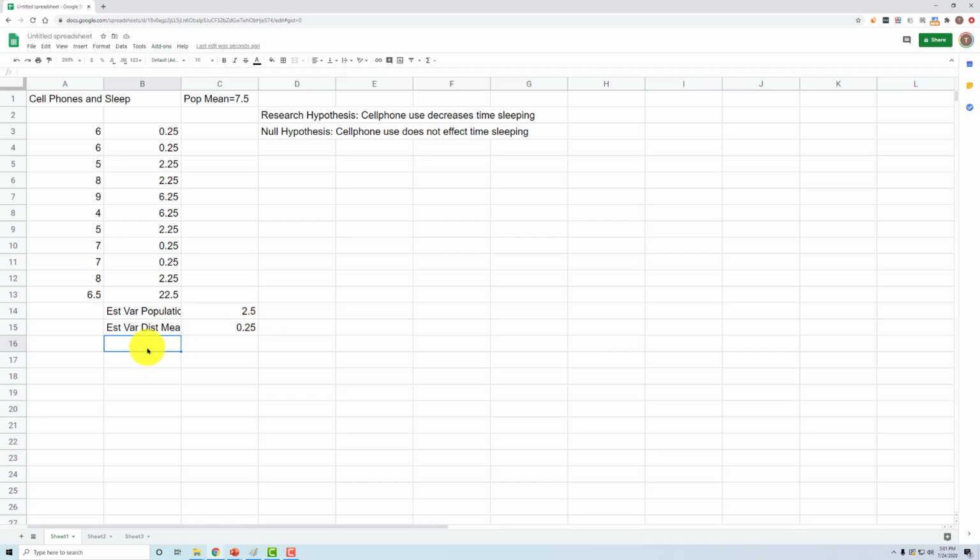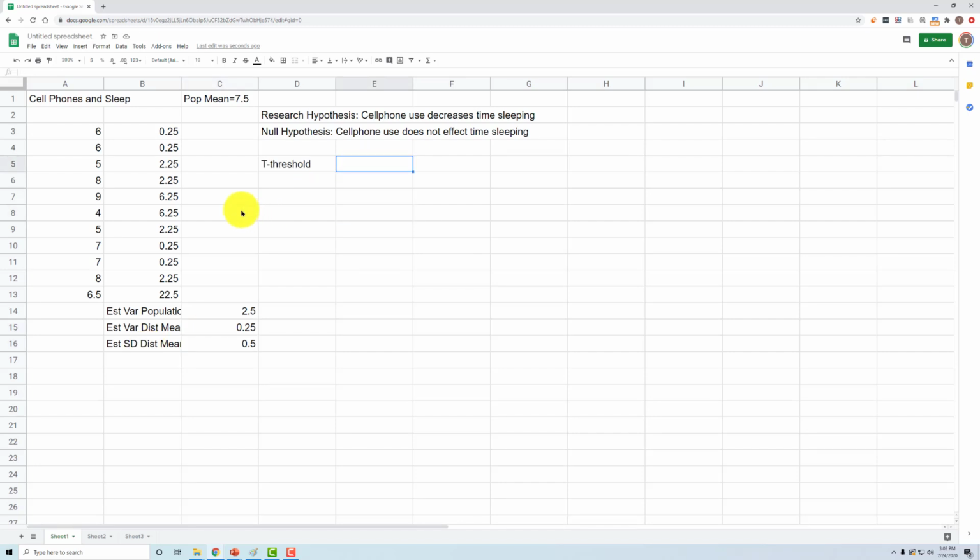In this case, 10. And then lastly, we're going to have the estimated standard deviation of the distribution of means. We're going to take the square root of that variance. It's going to be 0.5. All right, so now I have what I need for step 2.